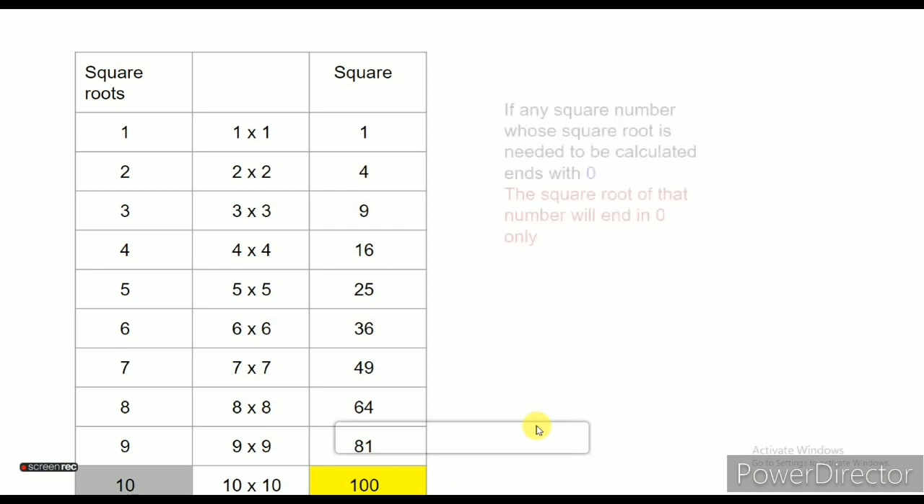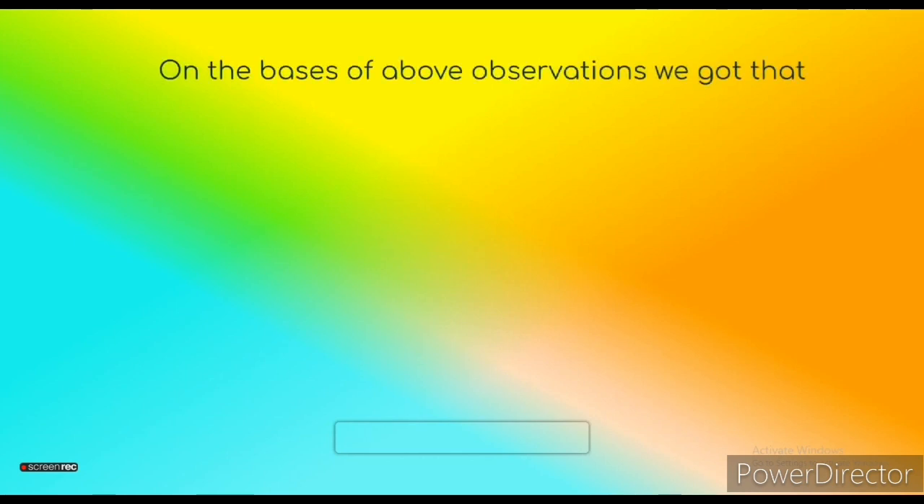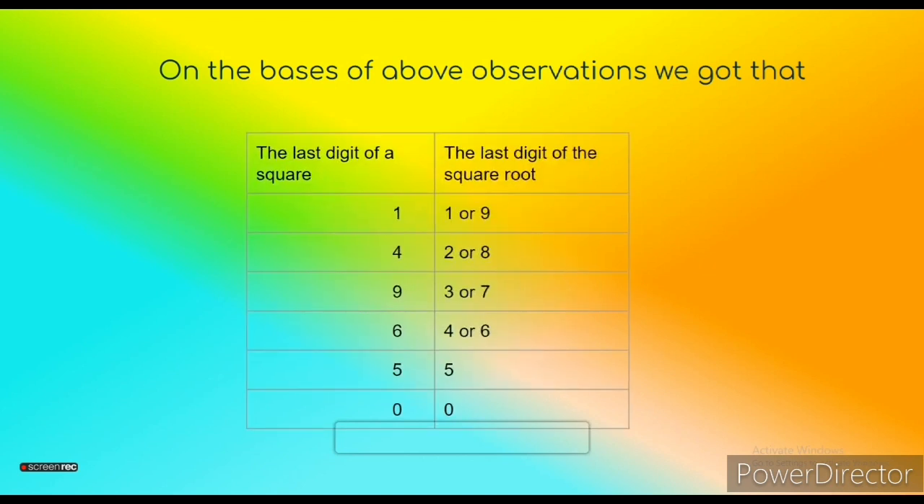Observing the last column, we got that if any square number whose square root is needed to be calculated ends with 0, the square root of that number will end in 0 only. From the above discussion, we can conclude it in a table. Here it is: the last digit of a square and the last digit of the square root.